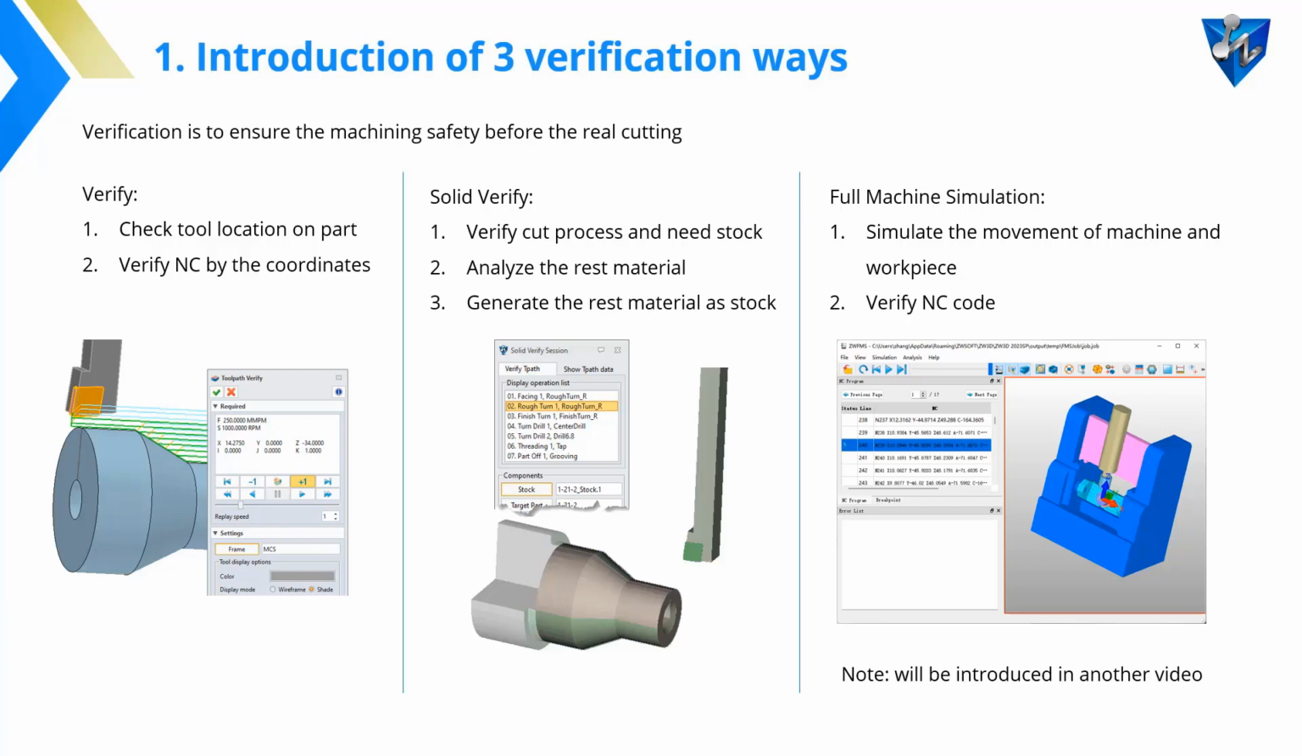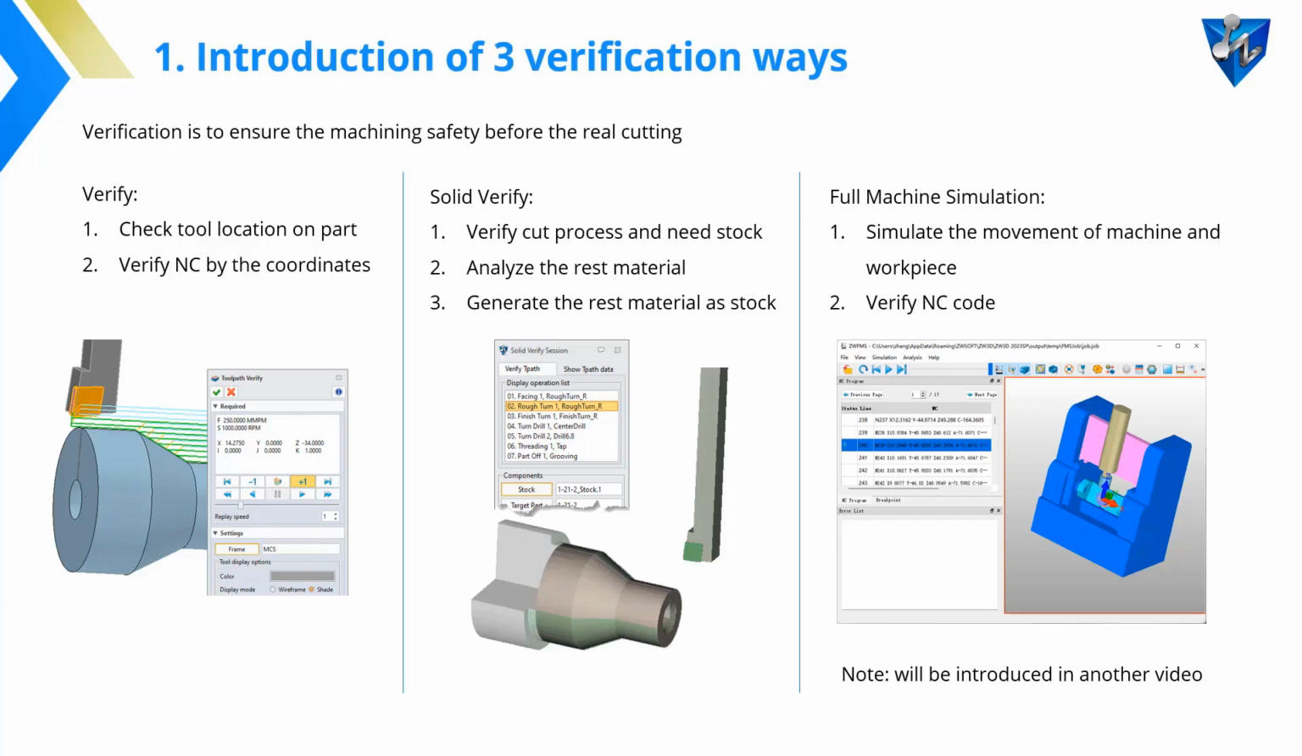Verify is the very basic way, which is to check the tool location on the part, whether it is safe to engage or leave. Then we can optimize the toolpath. Meanwhile, we can verify whether the output NC code is correct or not by comparing the coordinates shown in the verify window step by step.